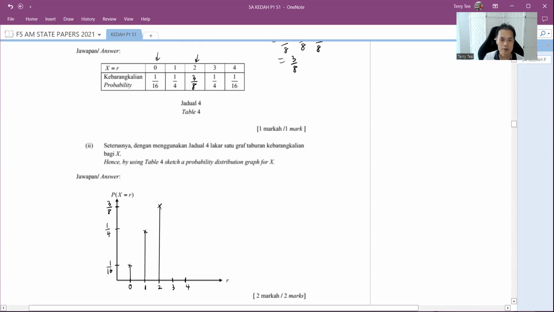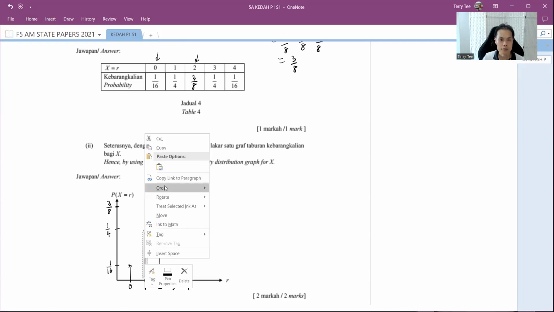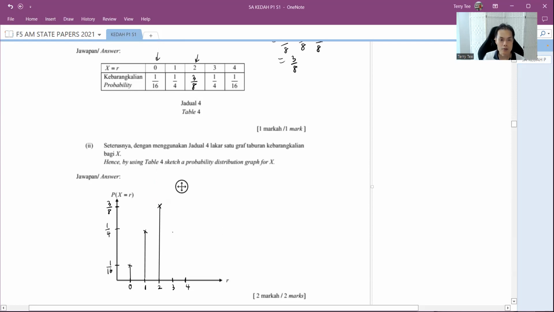And next two, just keep drawing. Okay, maybe I can copy them. It's okay. I'll just draw one by one. So let's draw another 2. This one is 1/4 and another 1/16. So let's draw 1/4 here. Another 1/4. Let me adjust it like this.